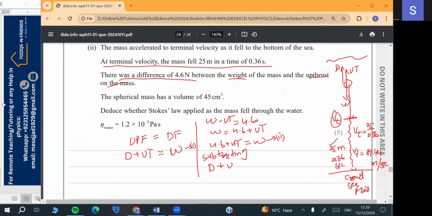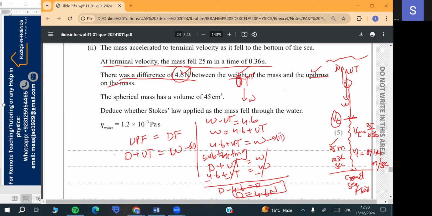D plus upthrust, 4.6 plus upthrust equals weight, minus, cancelled, and D minus 4.6 equals 0. So that is actually giving you the drag force equal to 4.6 Newton. Actually, it is quite straightforward. They are saying there is a difference of 4.6 Newton between weight and upthrust, so this difference is equal to the drag force. For example, this is weight and this is upthrust, and the only thing here, the difference, which is this force, is 4.6. So it is straightforward that this equals the drag force, but mathematically I have shown that this 4.6 equals the drag force.